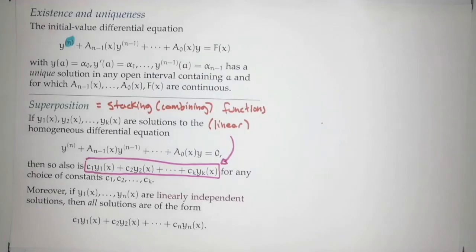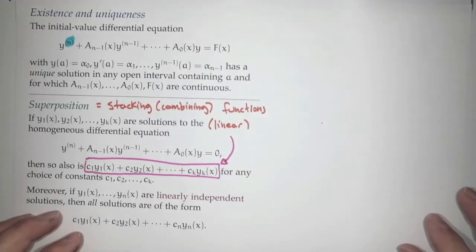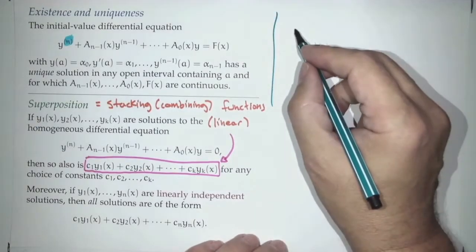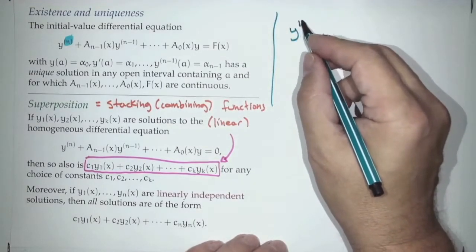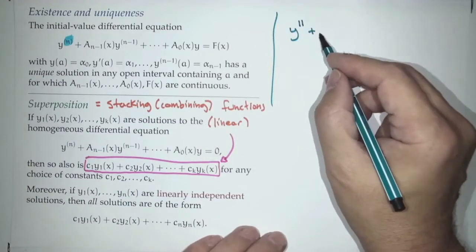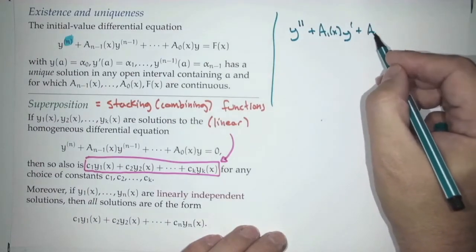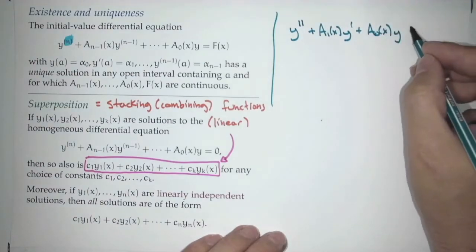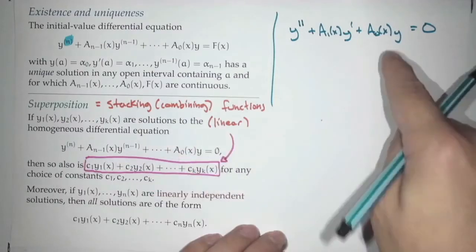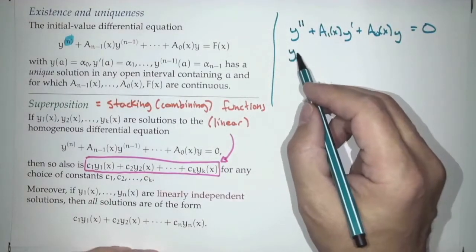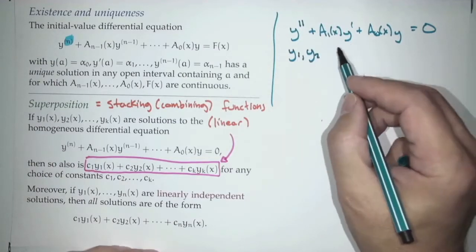Okay, so let's work through a simple case. The general case is the same type of argument. So suppose we're dealing with the case where we have a second order equation. So say y double prime plus a1 of x, y prime plus a0 of x times y equals 0. So I'm just doing a second order, and we'll demonstrate it. And let's suppose we have two solutions. So we'll say that y1 and y2 are solutions.